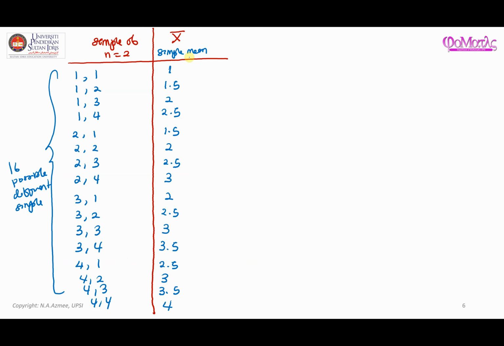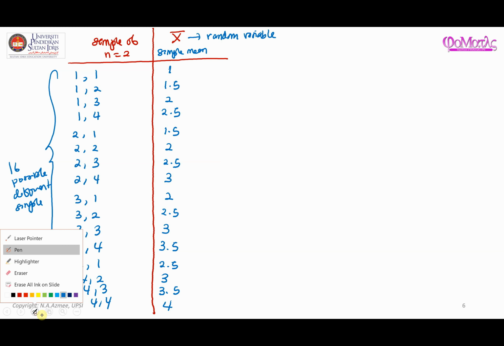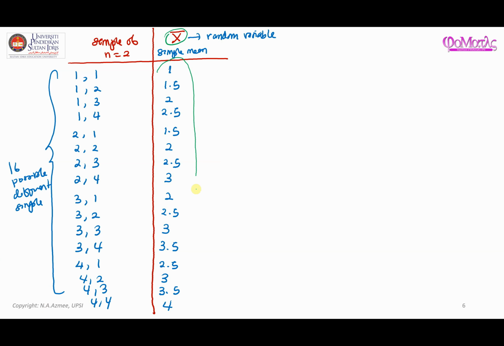So I hope you can see that the value of x bar is different from one sample to another, and therefore we say that x bar is also a random variable because the value varies according to what sort of sample you get. In the sampling distribution, we are interested to study the distribution of x bar. In other words, if I plot all these values in a graph, how does it look?